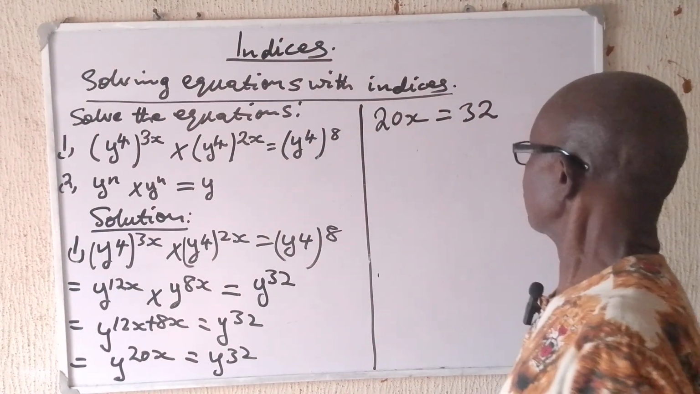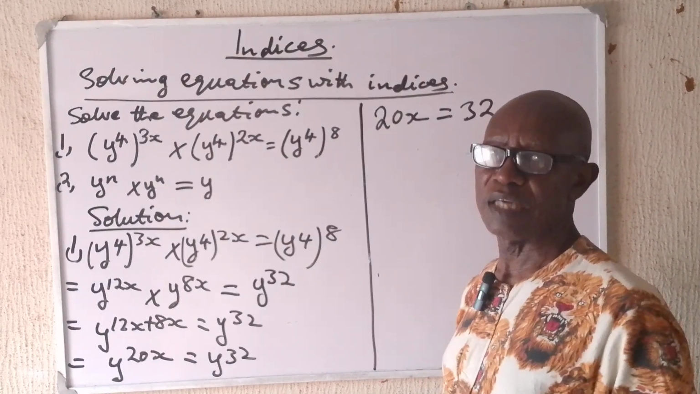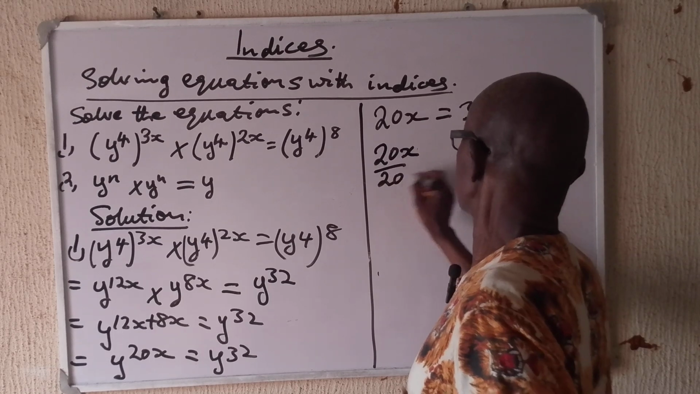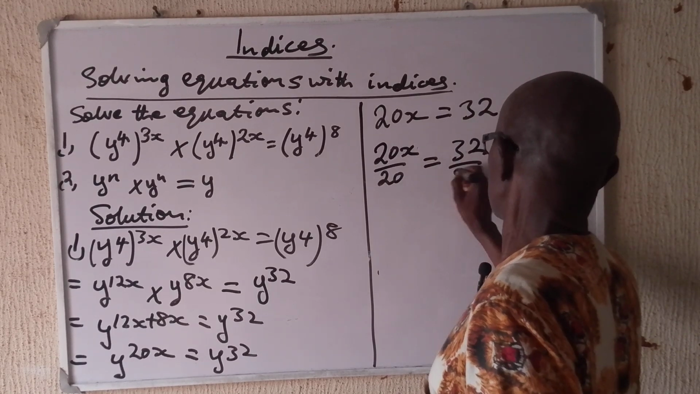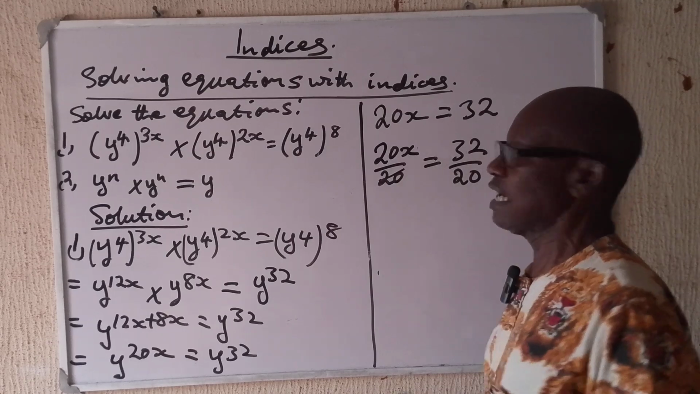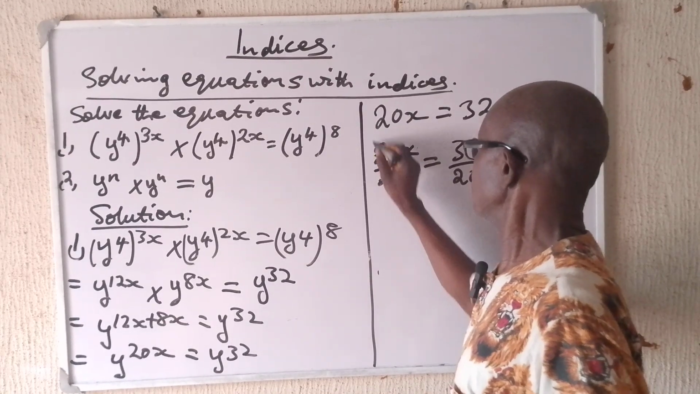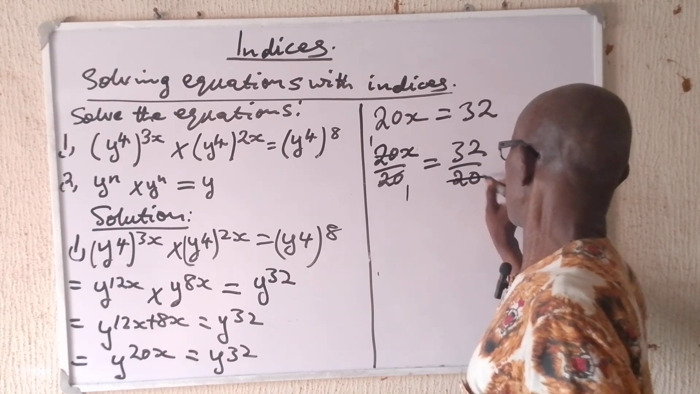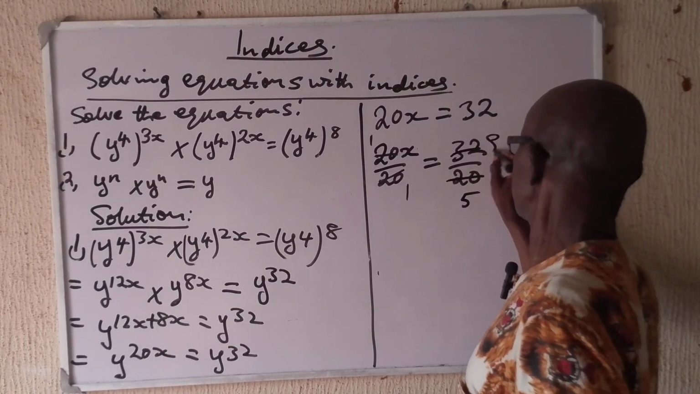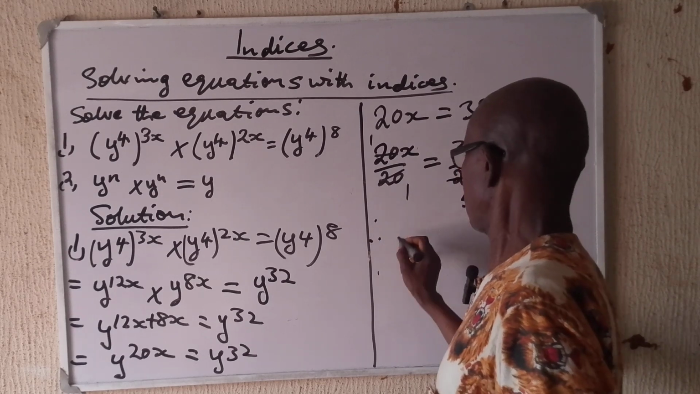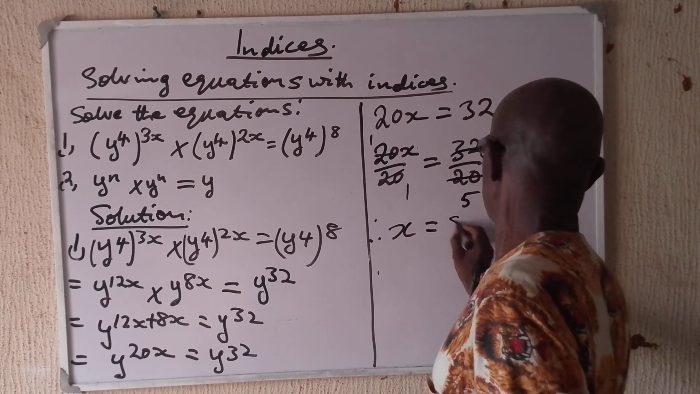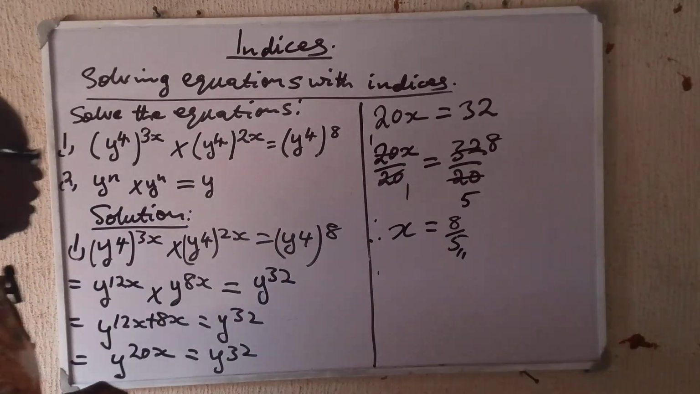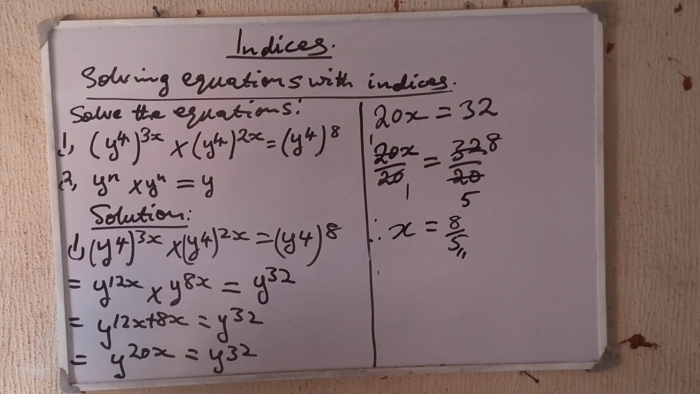And then in order to find the value of x, we have to divide through by 20. So 20x all over 20 is equal to 32 all over 20. 20 into 20 is 1. 4 can go into both: 4 into 20 is 5, and 4 into 32 is 8. Therefore, x is equal to 8 over 5. So that becomes the answer, that's the solution to number 1.